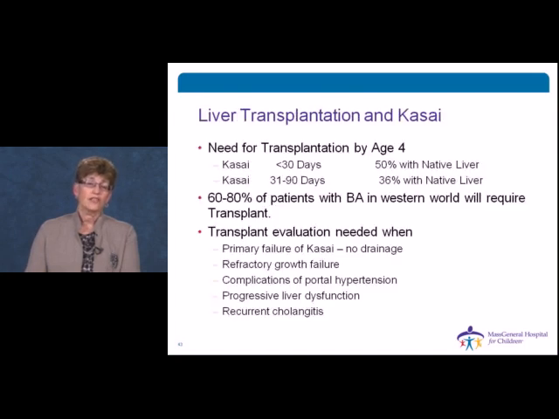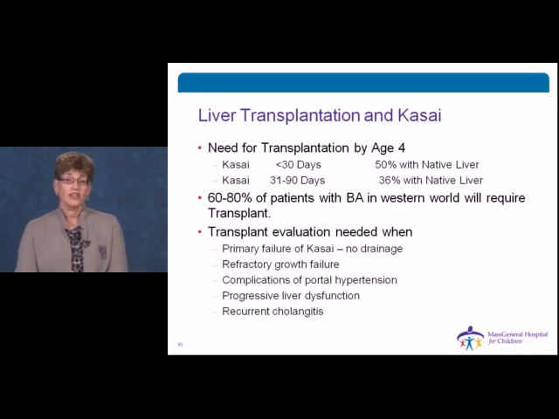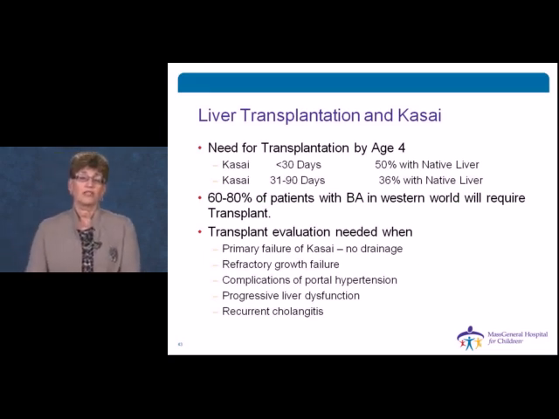So here we see some data on the need for transplantation by age 4. In babies who have had Kasai at less than 30 days of age, 50% of them exist with their native liver by age 4. If the Kasai is done after 30 days of age, after 1 month of age, 36% of those have their native liver, which means that 64% or so have been transplanted or have died.